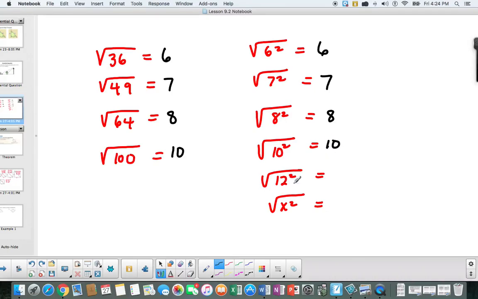Now, let's take a look at what this answer is. Remember, this is the square root of 12 squared. So the square root and the square are undoing each other, and that's why we get the number 12, just like we got on the others. So when we take the square root of x squared, the square and the square root undo each other, like adding or subtracting, multiplying or dividing, and we get x. This is the kind of thing you're going to see in a few minutes.